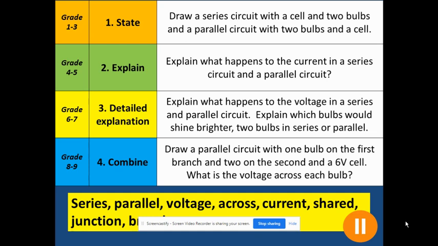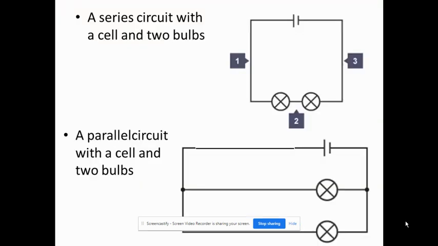Okay, so answers. Draw a series circuit with a cell and two bulbs, and a parallel circuit with two bulbs and a cell. So here is your series circuit. It's got a cell and two bulbs. Your drawing should look something like that. And then this is a parallel circuit with a cell and two bulbs. You've got your cell here, a bulb on one branch and a bulb on the second branch. So your circuits should look like this.